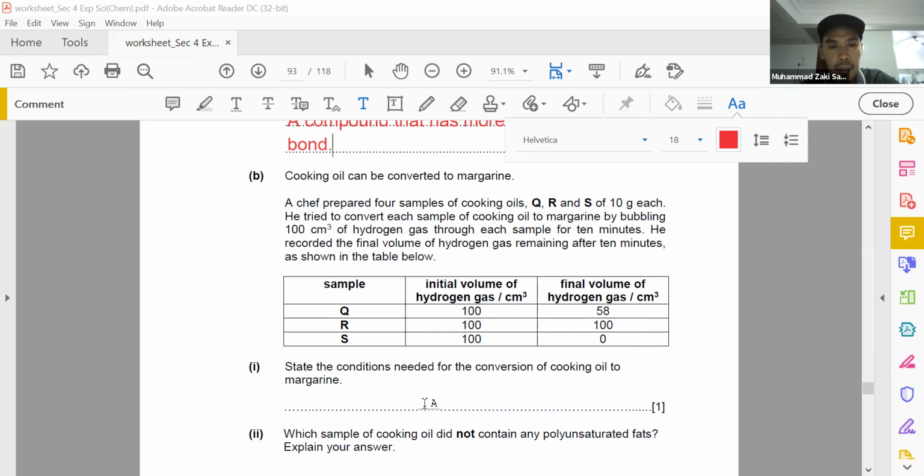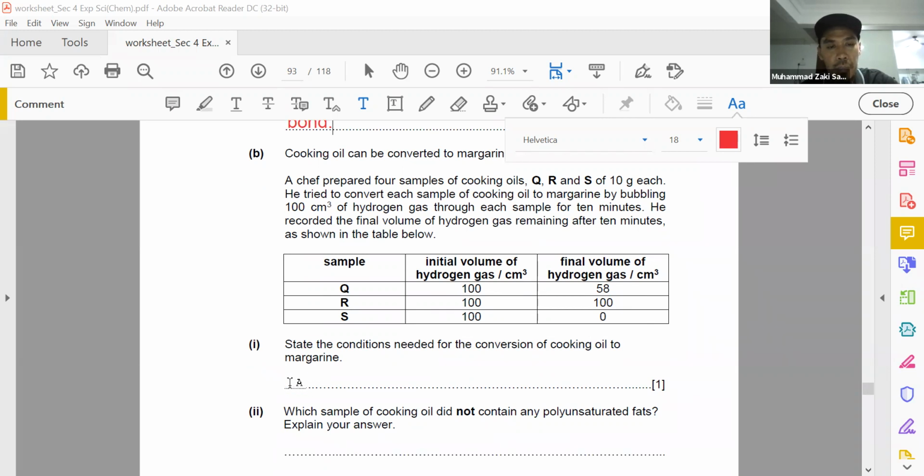Next one, state the conditions needed for the conversion of cooking oil to margarine. If you remember, this is hydrogenation. For hydrogenation, there are two conditions: the presence of nickel catalyst and a temperature of 200 degrees Celsius. So you have to write this down properly, since I'm typing it's very difficult for you to switch here and there.